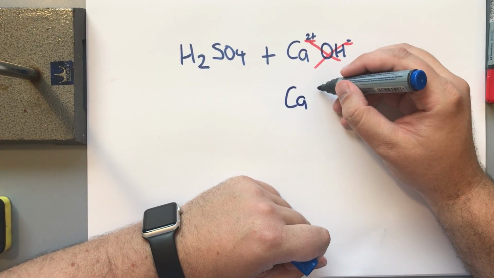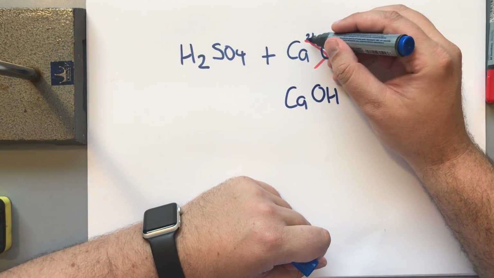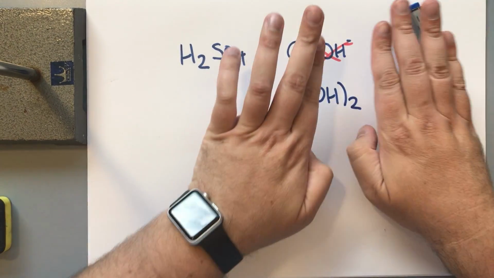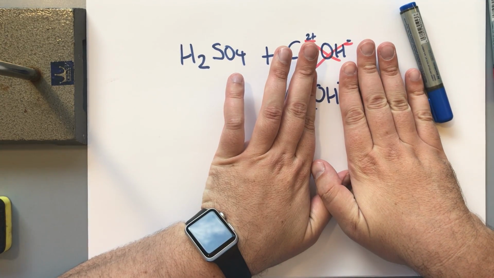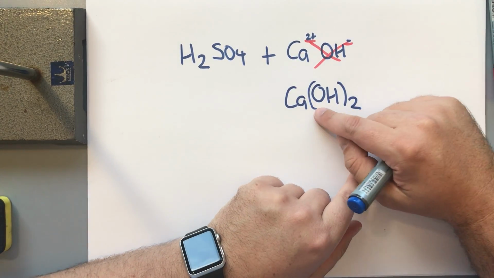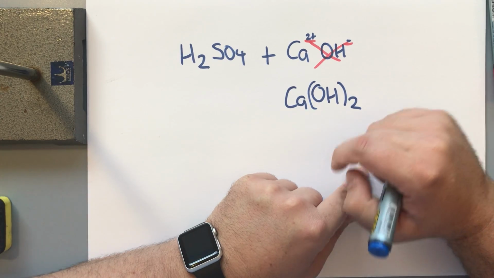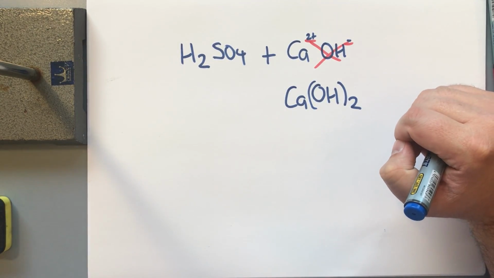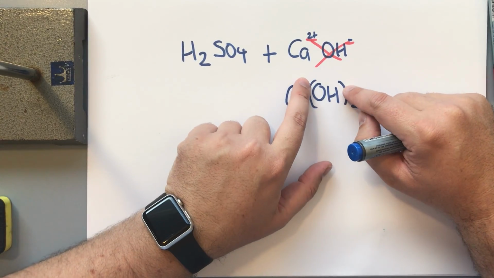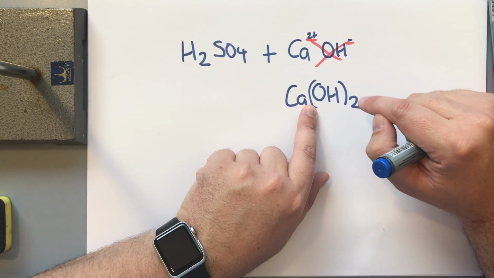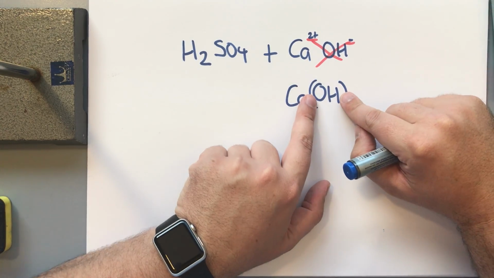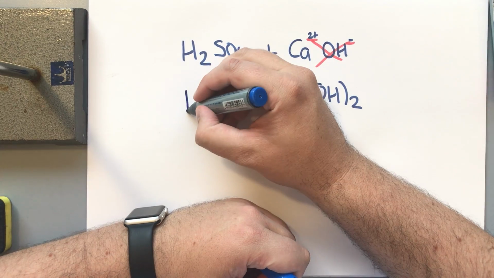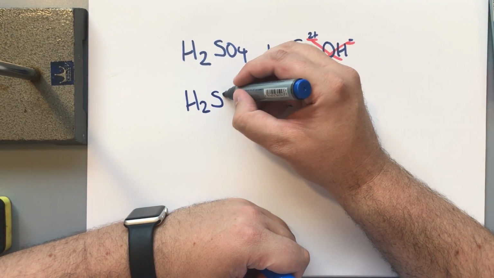1 calcium, and we need 2 hydroxides. Now don't forget, we're treating that whole OH as a single compound or single element. So if we had OH and then a 2 without the brackets, we're changing that hydroxide to H2O, which is not what we want. We want OH as our formula. So we need to put the brackets around the outside, which tells us we need 2 molecules of hydroxide to bond with our 1 molecule of calcium. So let's just complete that there.